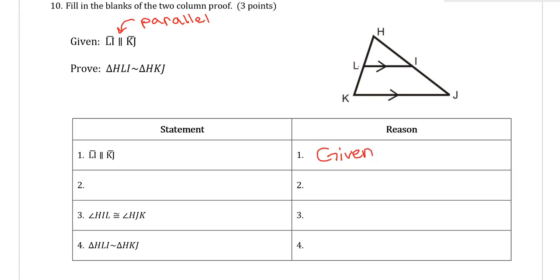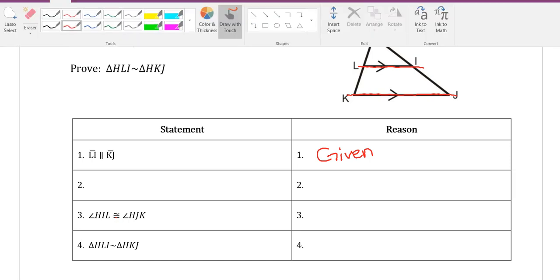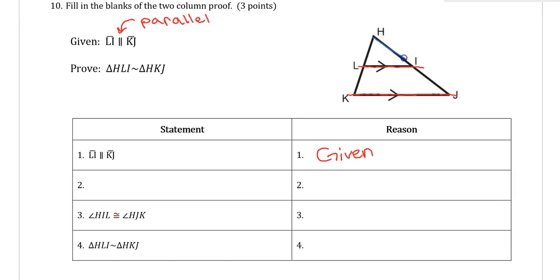Number 2. Well, again, remember, anytime you have parallel lines, you have those angles that are congruent. That's one of the first things we looked at in B1. Okay, so I just need to figure out what angle I want to write. Well, if I look, number 3 is already one of the statements given to me, that HIL, this angle, and HJK, this angle, are congruent. So I'm going to kind of skip down to that first. And I know, again, when I have parallel lines, I have corresponding angles.